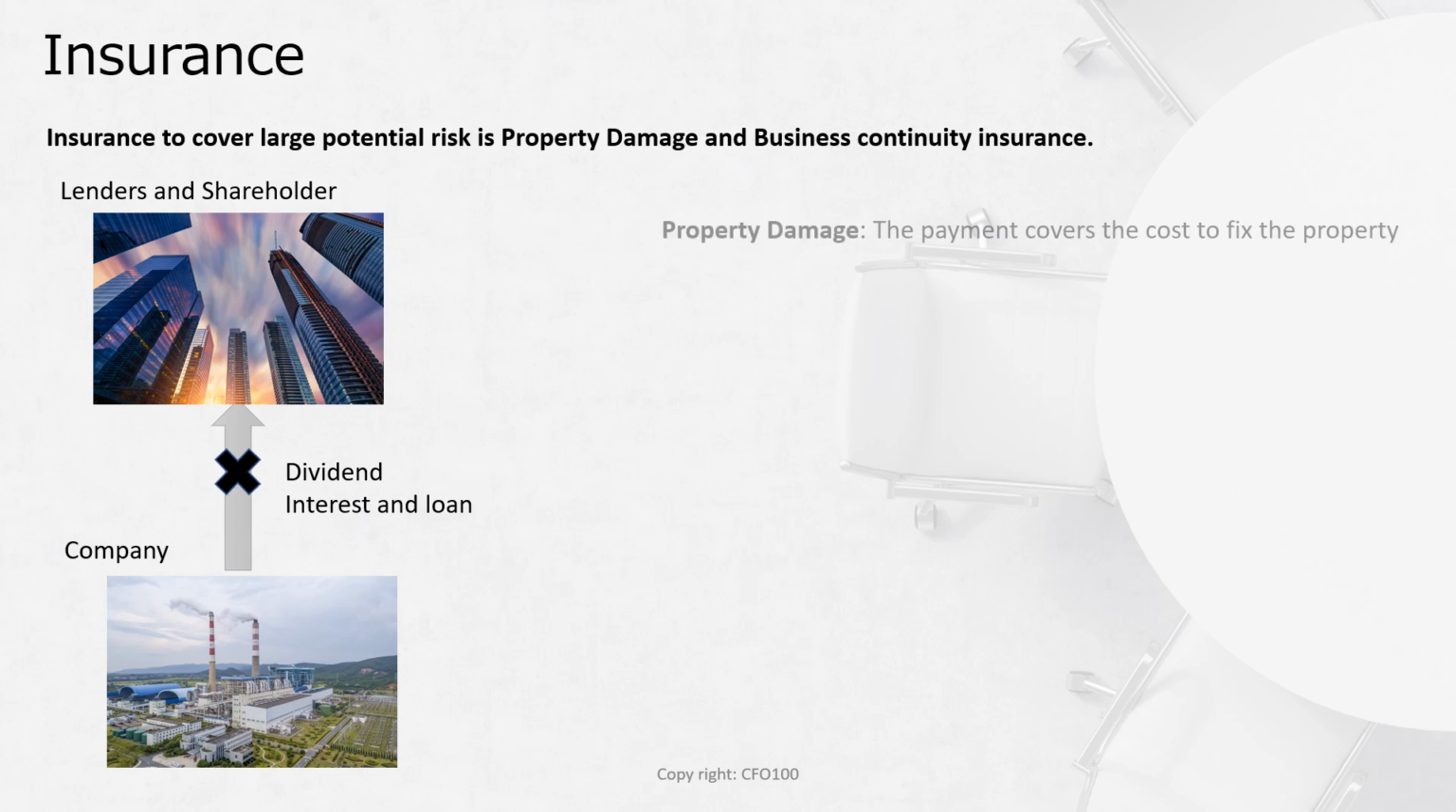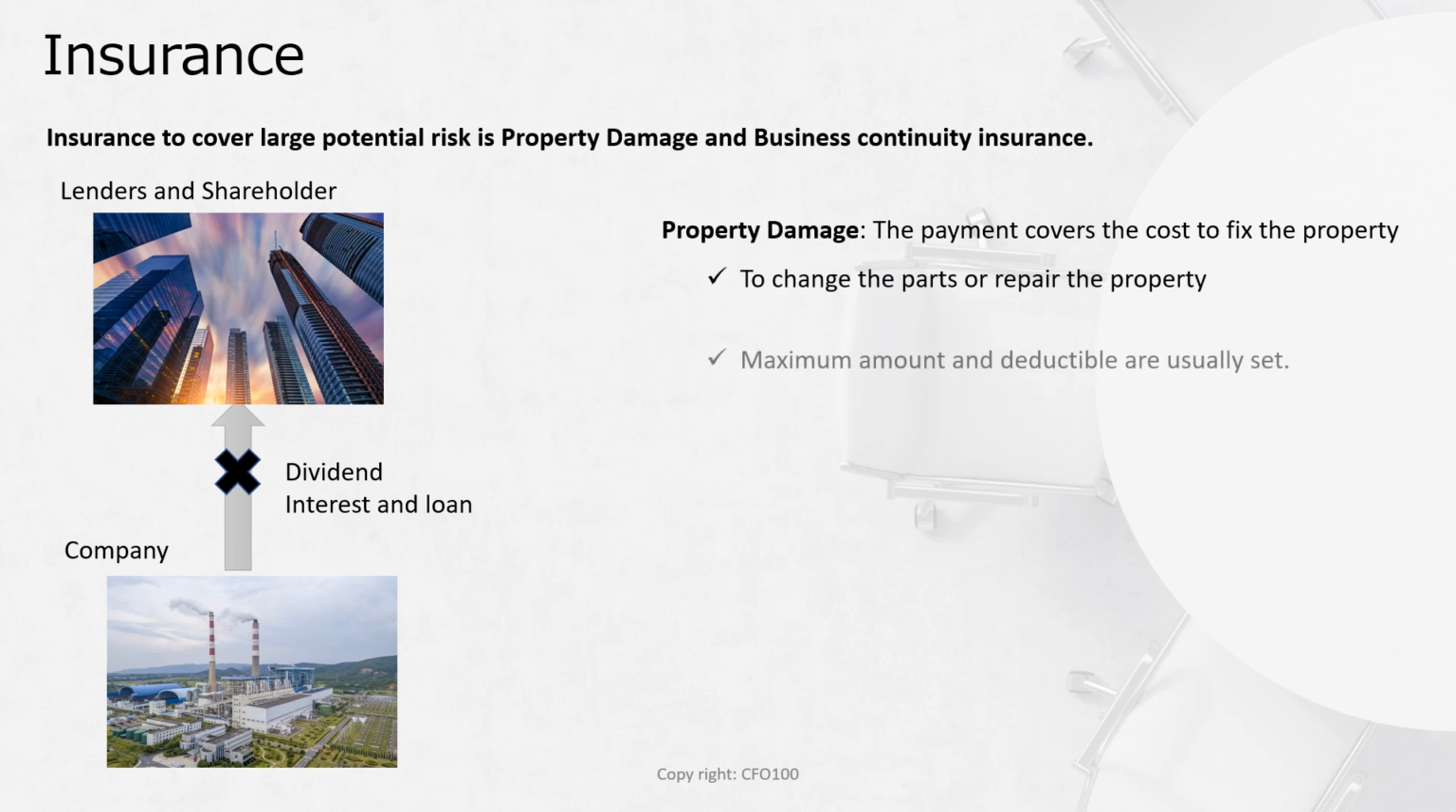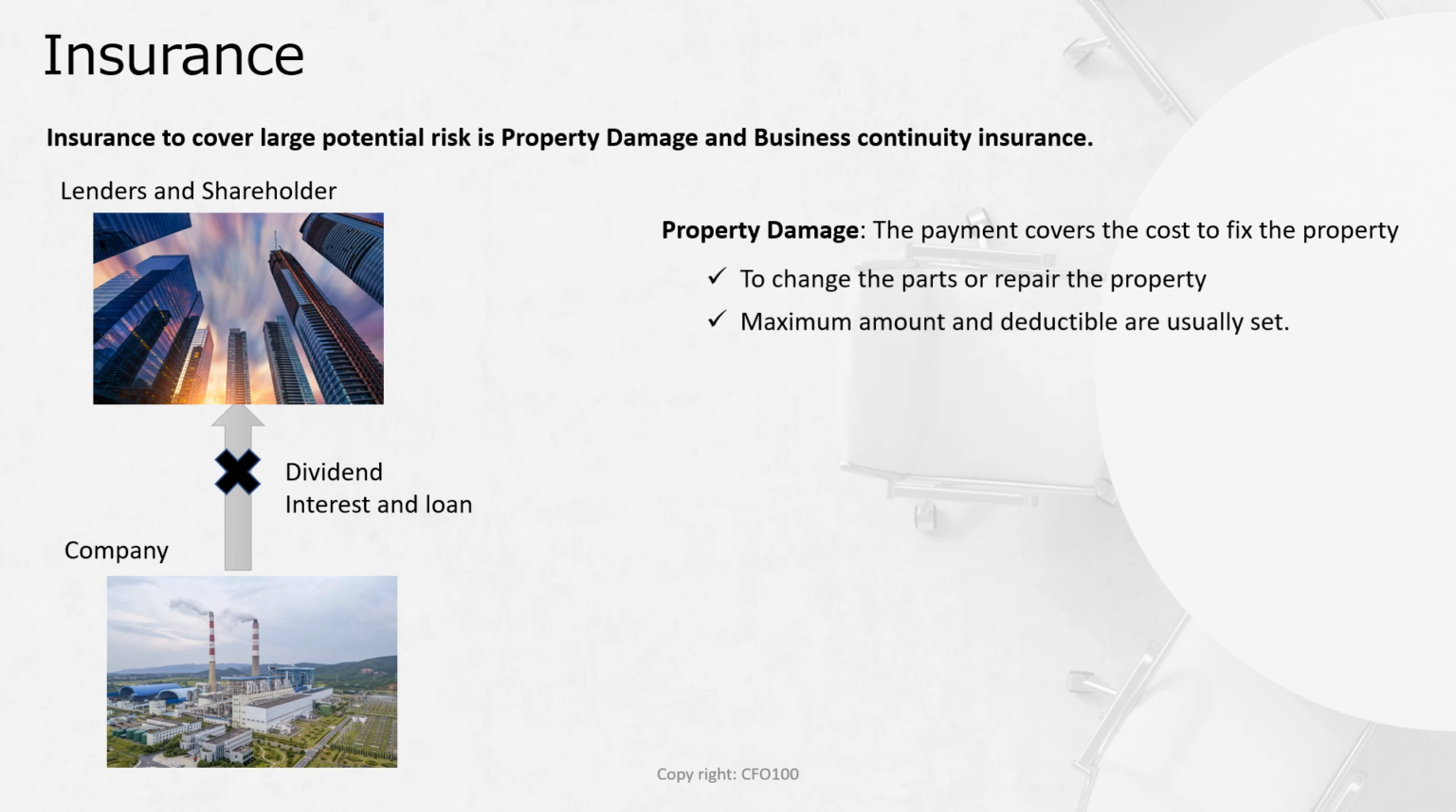Property damage insurance is to cover the cost to fix the facilities. It is quite simple. The point is that there is usually a maximum limit of payment and a deductible. A damage that is too large is not recovered by this insurance, and a damage that is too small is not recovered either.